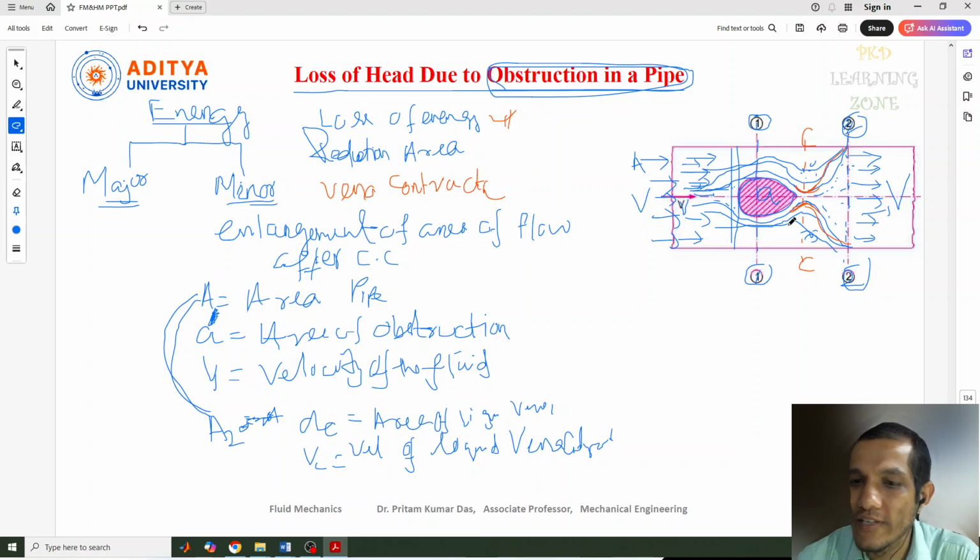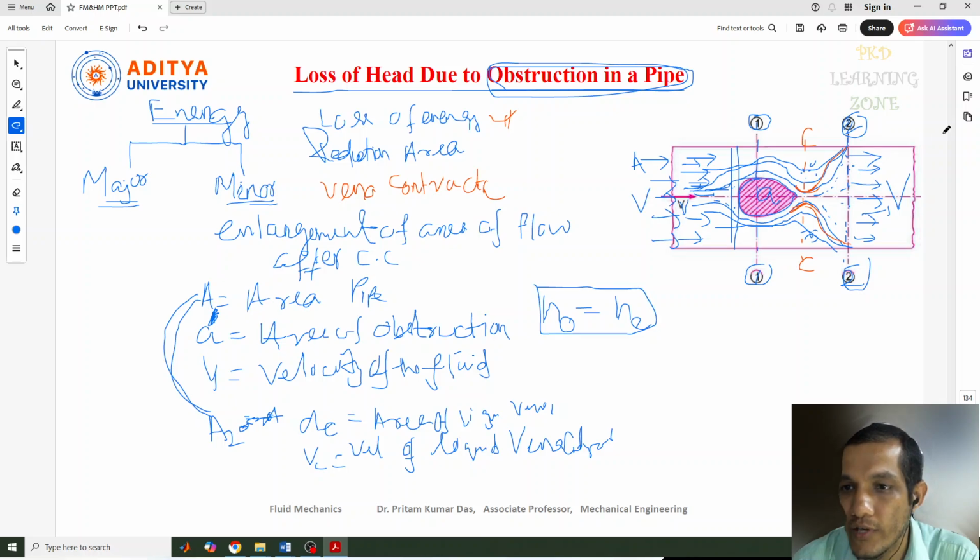Okay, so now the concept is to find out this loss of head due to the obstruction. The loss of head due to the obstruction in the pipe can be written as the loss of head due to sudden expansion or sudden enlargement in the pipe. Now, sudden expansion happened from which place to which place? Sudden expansion needs to be considered from this CC point, from the vena contracta, up to section 2. So we need to identify these things.